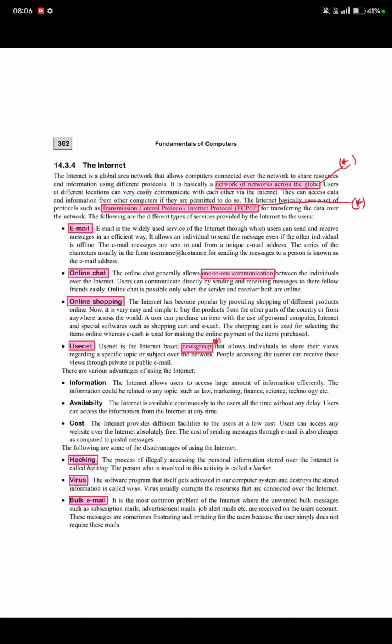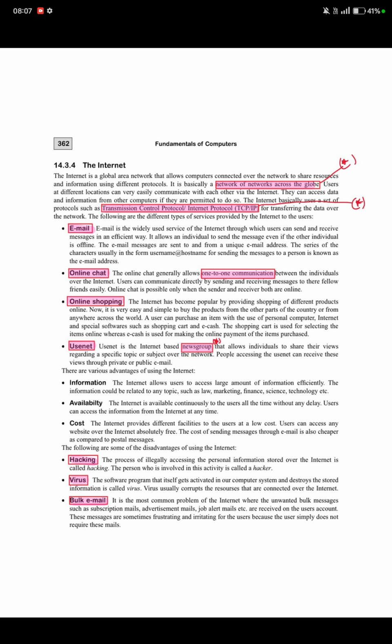Uses of the internet include email, online chat, which allows one-to-one communication, online shopping, and Usenet, an internet based news group.